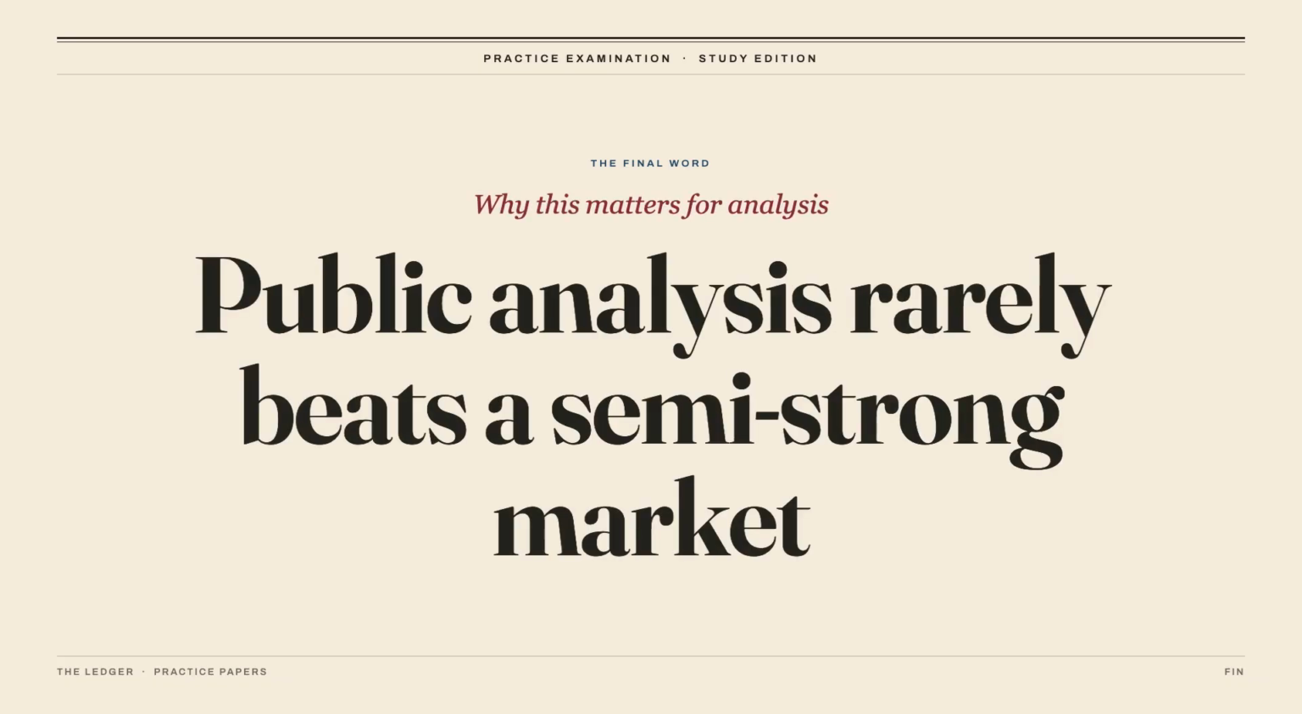Large, widely followed markets tend to behave close to semi-strong efficient, quickly absorbing public disclosures. That means analyzing public data alone is unlikely to consistently beat the market, which is exactly why understanding these three forms matters for the rest of your financial statement analysis.